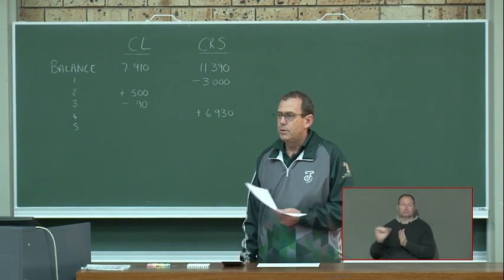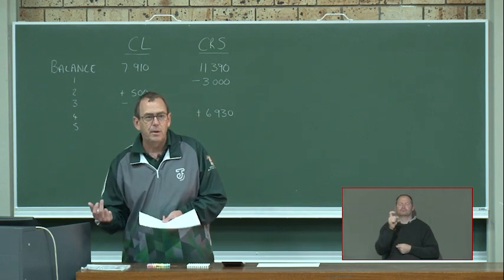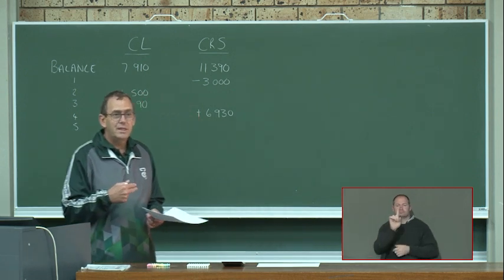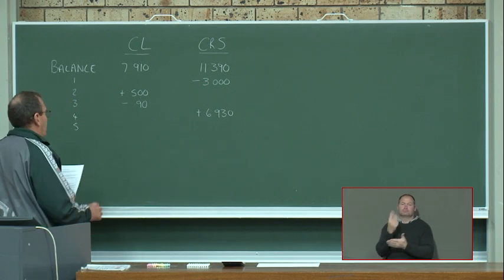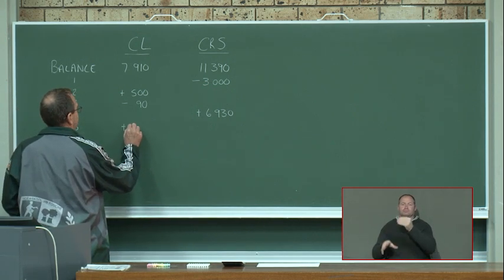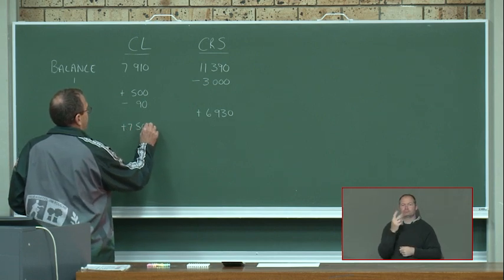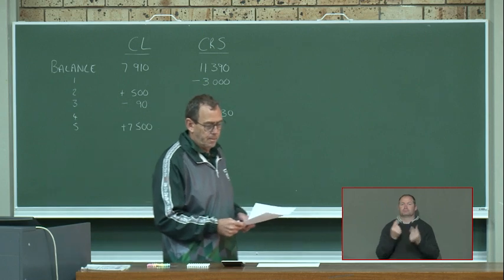So what did we do? We subtracted the 3,500 and we were supposed to add. So this is a double entry, so we must add it twice. So we must add 3,500 rand. We must do it twice.